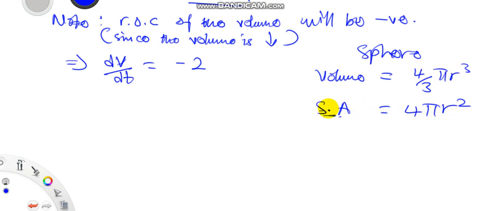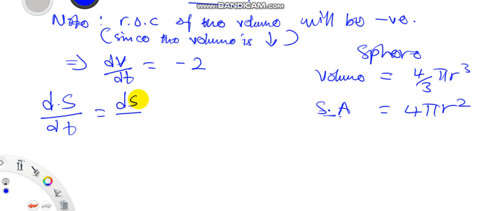Now let's go on, because the question asks us to find the rate at which the surface area is changing. So let's say dS/dt is what we are looking for, right? Using the chain rule, you will notice that dS/dt can be found by the chain rule through dr.